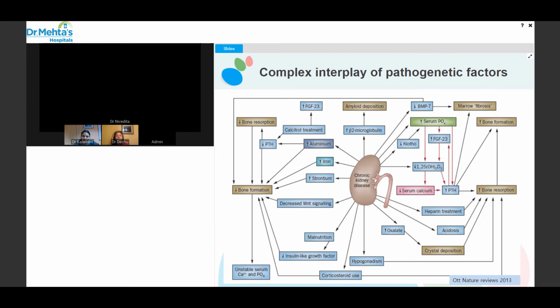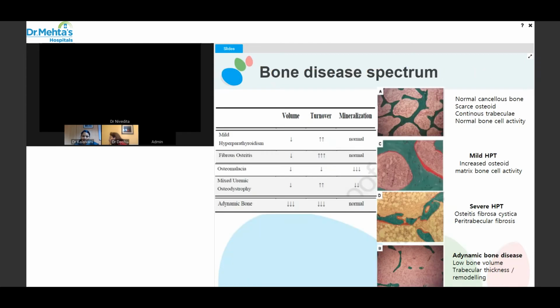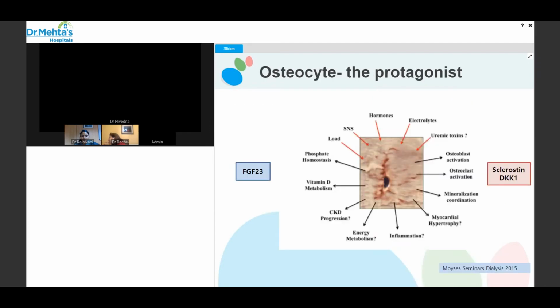And they have a bearing on this delicate balance between bone formation and bone resorption that is occurring as a physiological process in the bone. To understand this, we need to look at the spectrum of bone disease, which can vary from mild hyperparathyroidism to the other end of the spectrum of adynamic bone disease, and is measured in terms of volume, turnover, and mineralization on a bone biopsy. The osteocyte is the new protagonist, and it produces two important hormones, FGF23 and sclerostin, which are now emerging as the key players in the pathogenesis of mineral bone disorder in CKD.